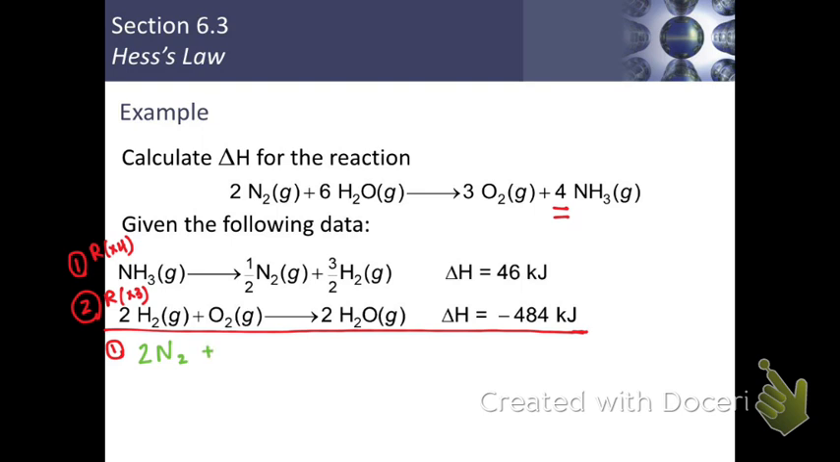Okay, and then I'm going to go 3/2 times 4. What's that? 6. 6 H2. And that yields 4 NH3. Do we feel comfortable with how that got rearranged? We reversed and multiplied by 4.